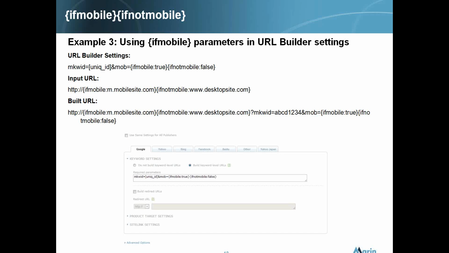The third example that we'll be going over here is the example if you're using the ifmobile, ifnotmobile parameters as an actual parameter in the URL builder settings. So I want to make this distinction. We have had a lot of questions around what's actually in URL builder. If you're using this ValueTrack parameter, so this Google ValueTrack parameter, if mobile, if not mobile, to flip the website that the user is going to end up on, that is not going to be embedded within URL Builder.